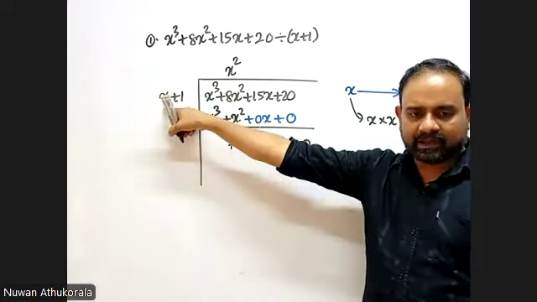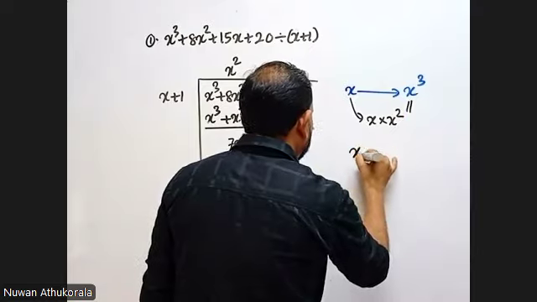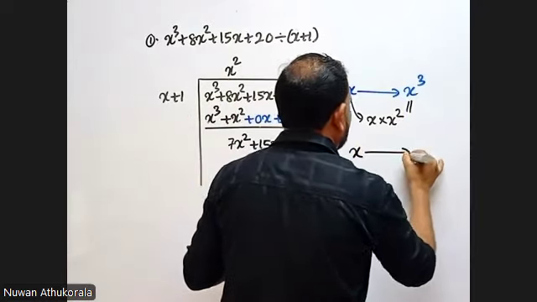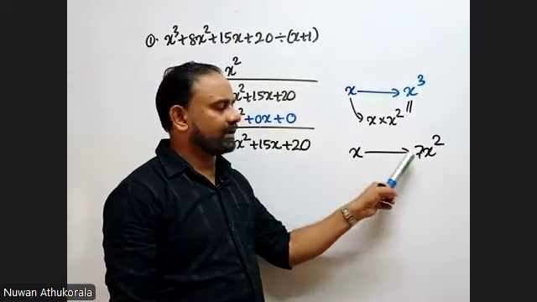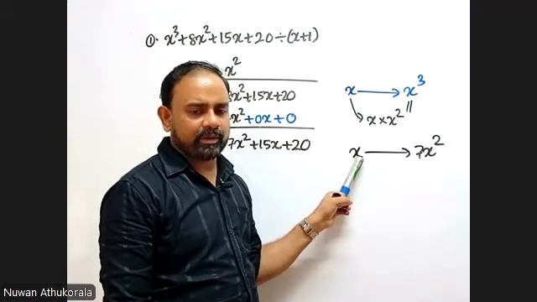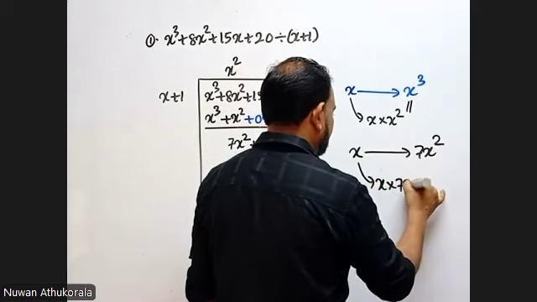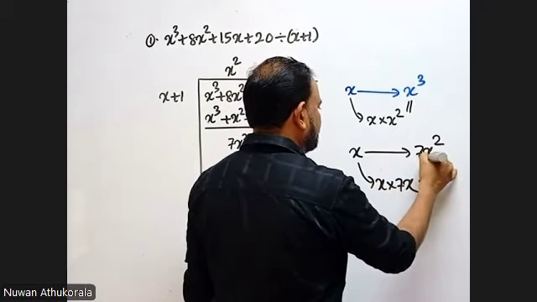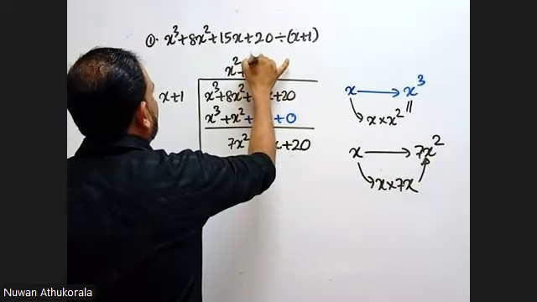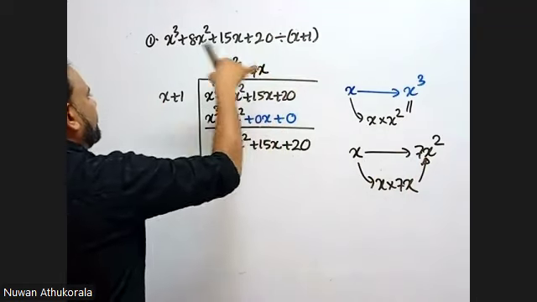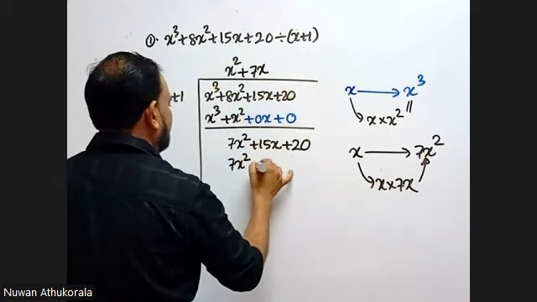Leading term of divisor is x. How to convert x into 7x squared? Simple, x should be multiplied by 7x. x into 7x becomes 7x squared. So second term of quotient is 7x. 7x into x becomes 7x squared, 7x into 1 is 7x.